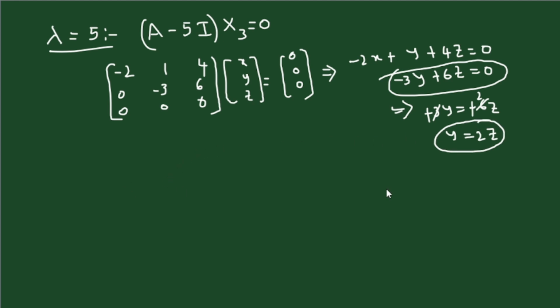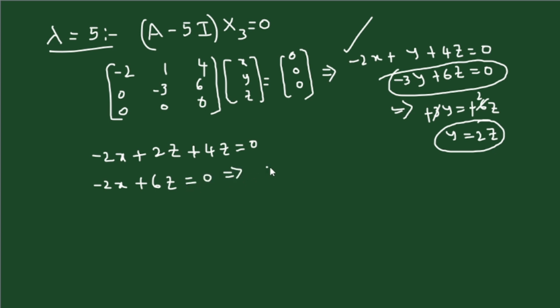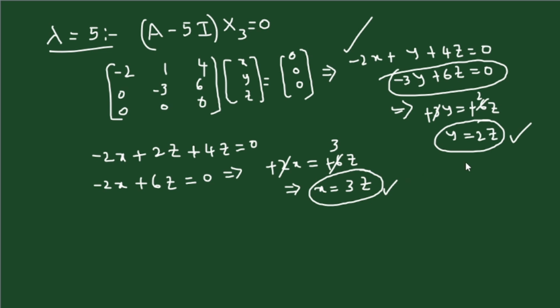Now, you put y equal to 2z in the first equation. What will you get? Minus 2x plus 2z, in place of y you write 2z, plus 4z equal to 0. So minus 2x plus 6z equal to 0. Minus 2x equal to minus 6z. Minus minus gone, 2 goes into 6 three times. It is x equal to 3z. So y equal to 2z and x equal to 3z are the two relations we have got here.